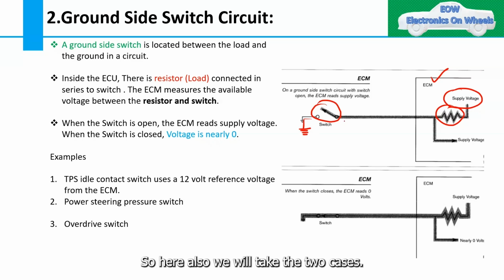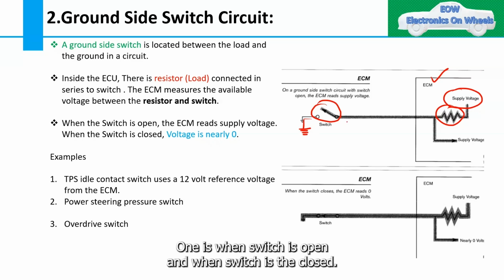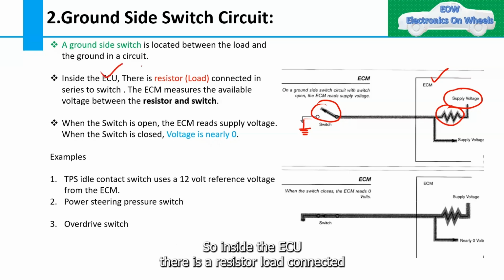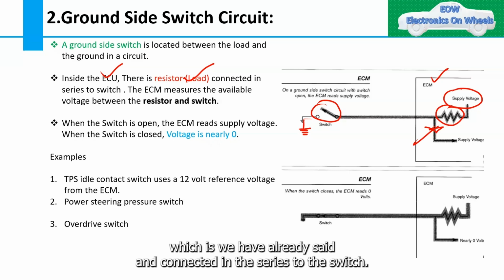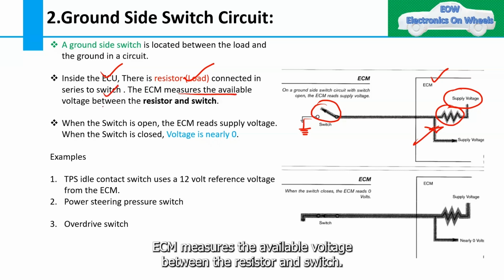Here also we will take two cases: when the switch is open and when the switch is closed. Inside the ECU there is a resistor load connected, as we have already said, in series to the switch. The ECM measures the available voltage between the resistor and the switch.